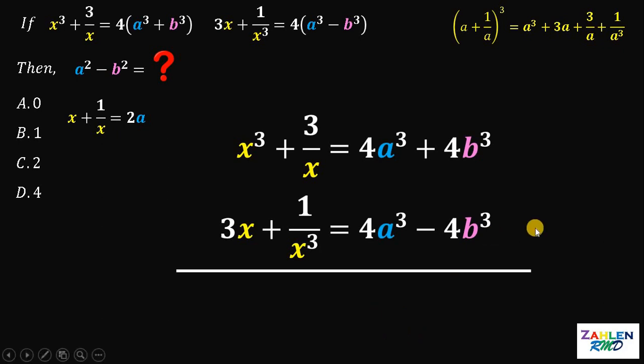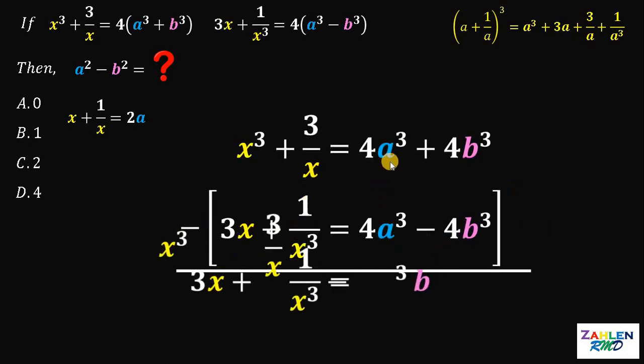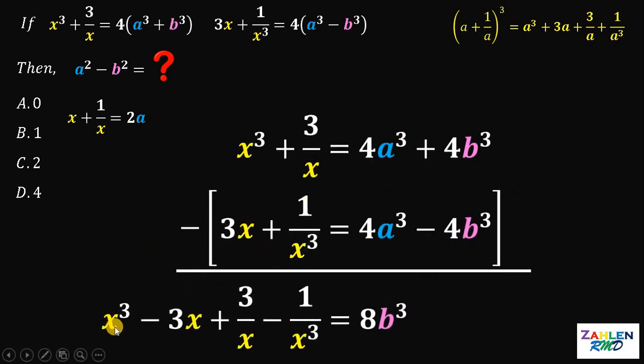Now, aside from adding, what if we subtract these two equations? If we do that, we cancel out 4a cubed. So we have x cubed minus 3x plus 3 over x minus 1 over x cubed equals 8b cubed, because 4a cubed and negative 4a cubed cancel out.